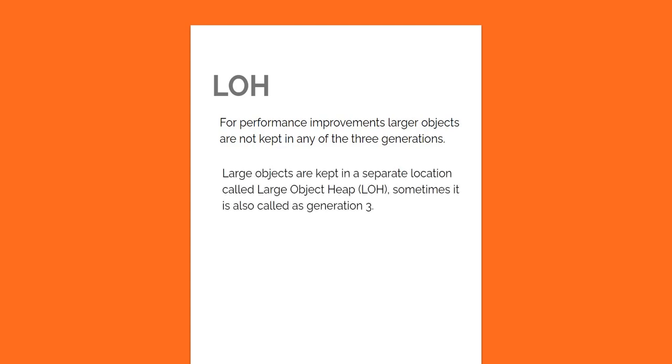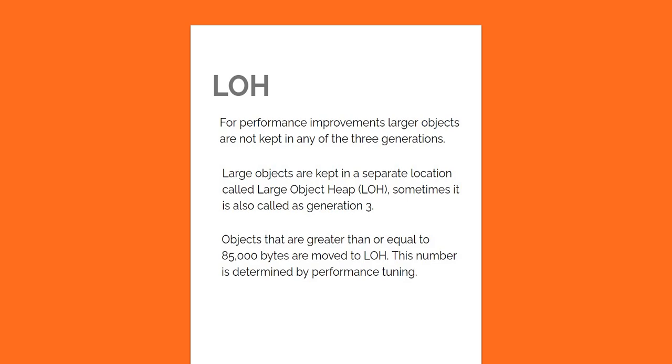The large object heap is also sometimes called generation 3. Objects that are greater than or equal to 85,000 bytes are moved into the large object heap. According to the documentation, this number is determined by performance tuning.